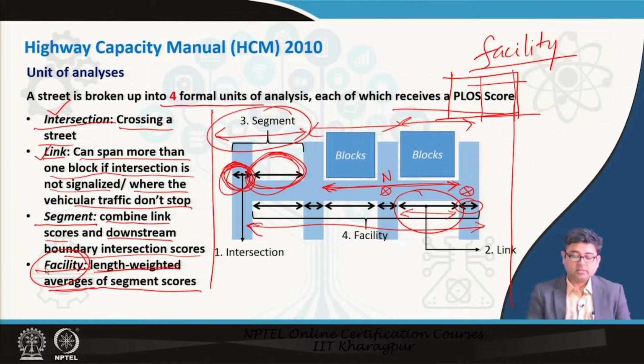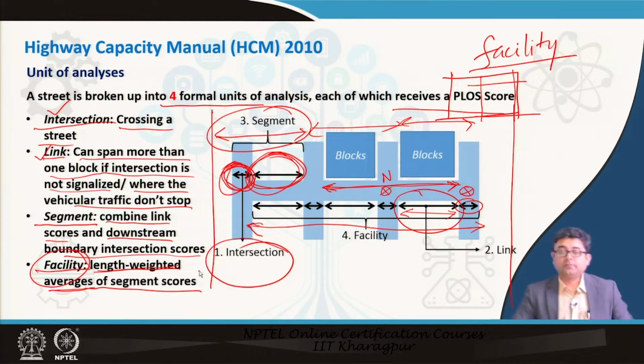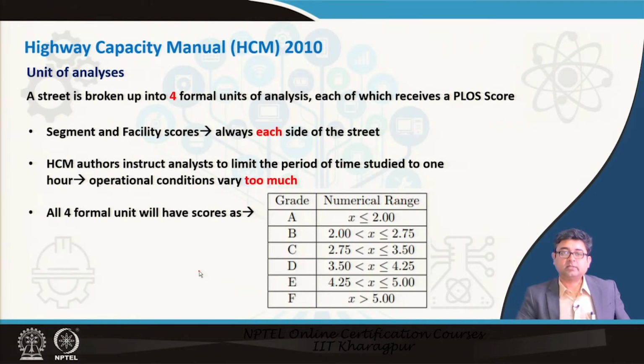So, now let us start one by one with showing all the 4 different units of analysis, and start with the smallest unit of analysis, which is the intersection.